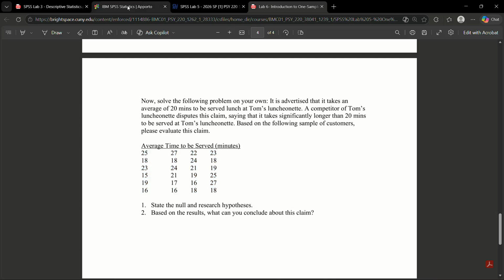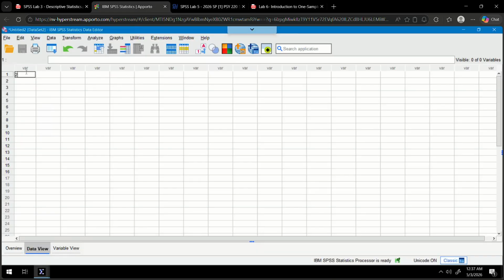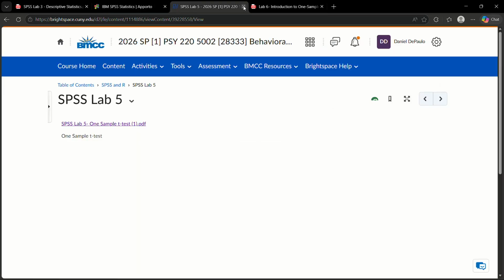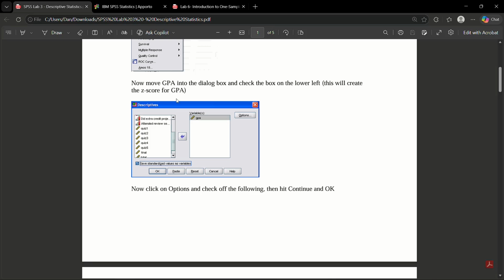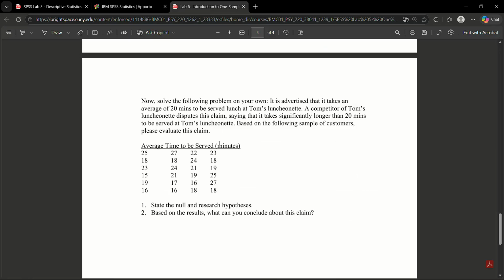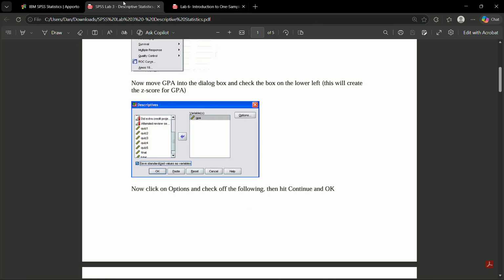25, 18, 23. Oops, 25 didn't get registered here. And that's not right either. It's very easy to make a typo in these things. Get rid of that. 25, 18, 23, 15, 19, 16.